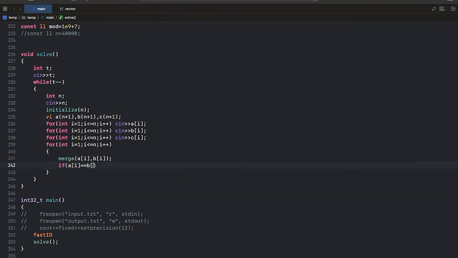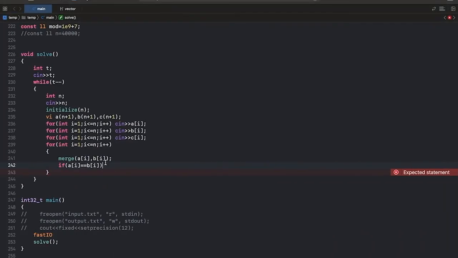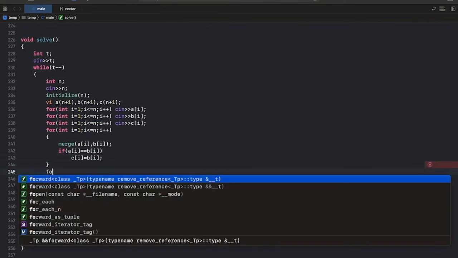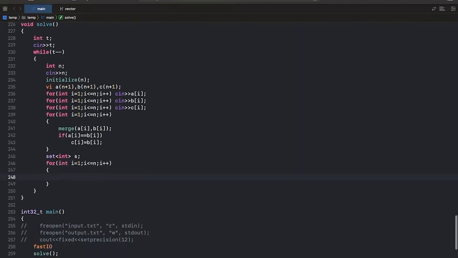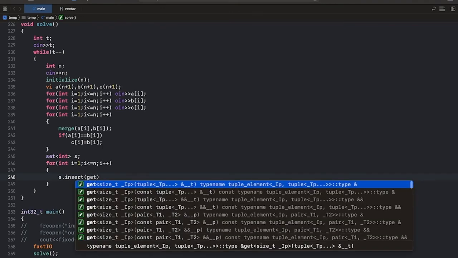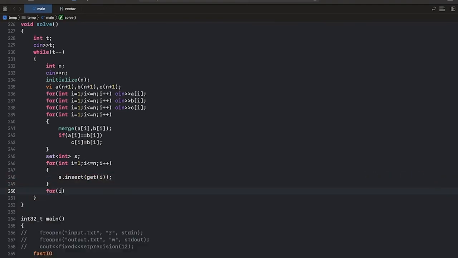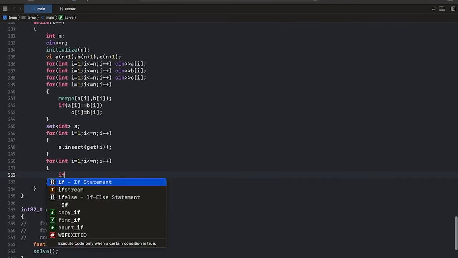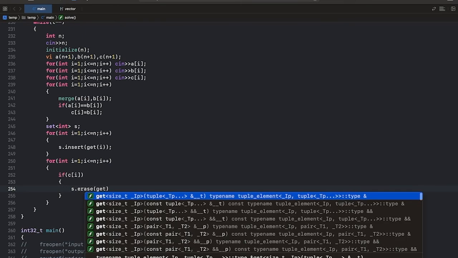Now if A of I is equal to B of I, which is this case where 5 and 5 are both the same, in that case, 5 will be the node itself and we know the node. So we'll put C of I as B of I. Now we'll form a set to store the number of connected components. Get is to find the parent of the particular node. Now we'll erase all the known nodes from the set. So if C of I is not equal to 0, in that case, we'll erase the parent of C of I.